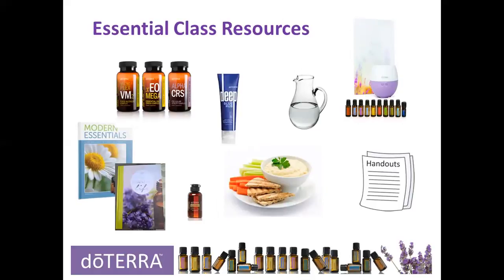So these are your essential class resources that you definitely need. When I say definitely, if you don't have the Lifelong Vitality Pack yet, then that's okay, or the Deep Blue Rub. But it is a great idea if you can have these things. But what you definitely need are some oils. And this can just be the physician's kit. I've put the Home Essential kit on there, but it could be the physician's kit.